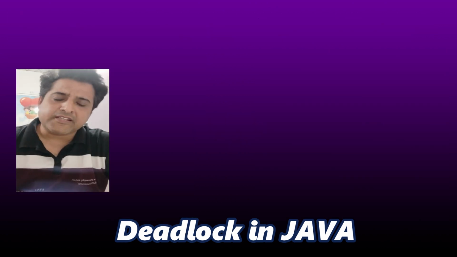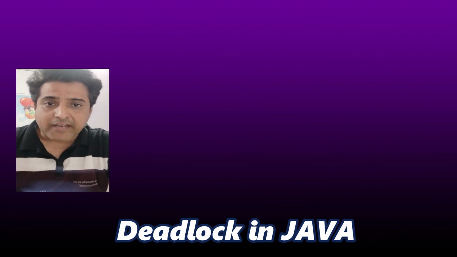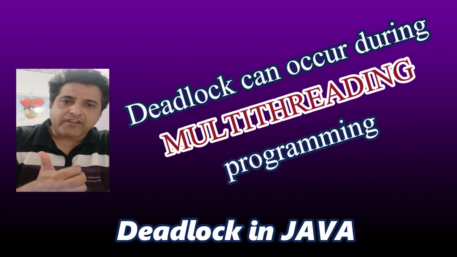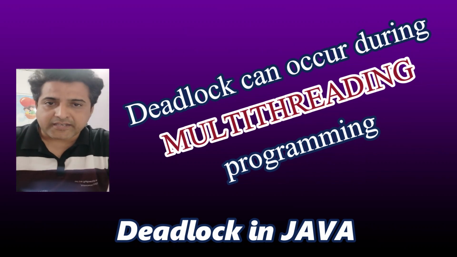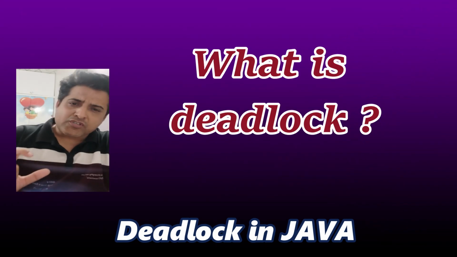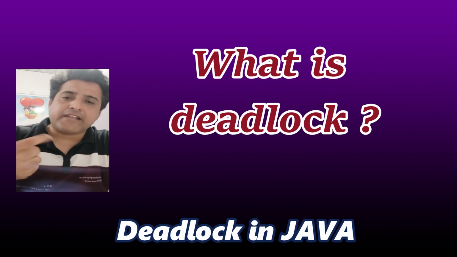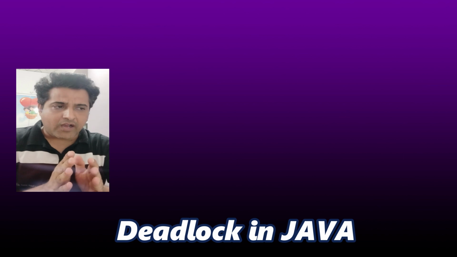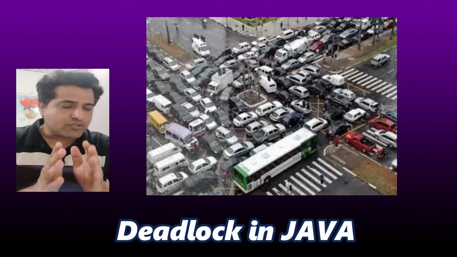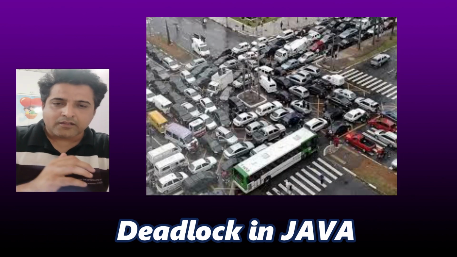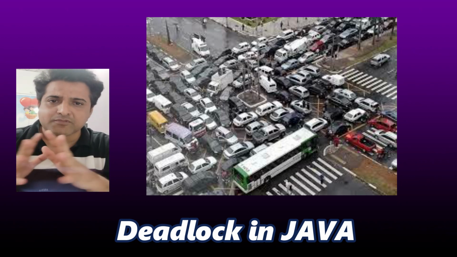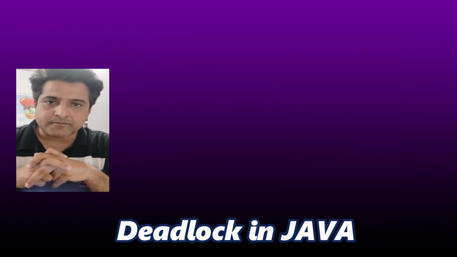First, we will discuss in which part deadlock occurs. It occurs when we are doing multi-threading programming. In which situation can we say that it is a deadlock? It means your program is dead. It is not moving ahead. That situation we can say is a deadlock. It's a simple way I am explaining it here.